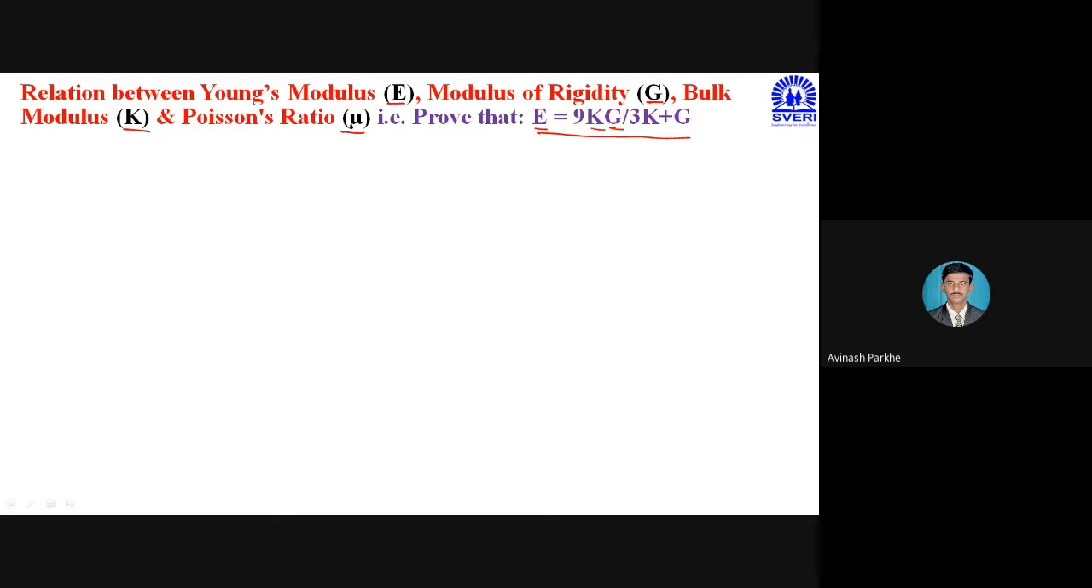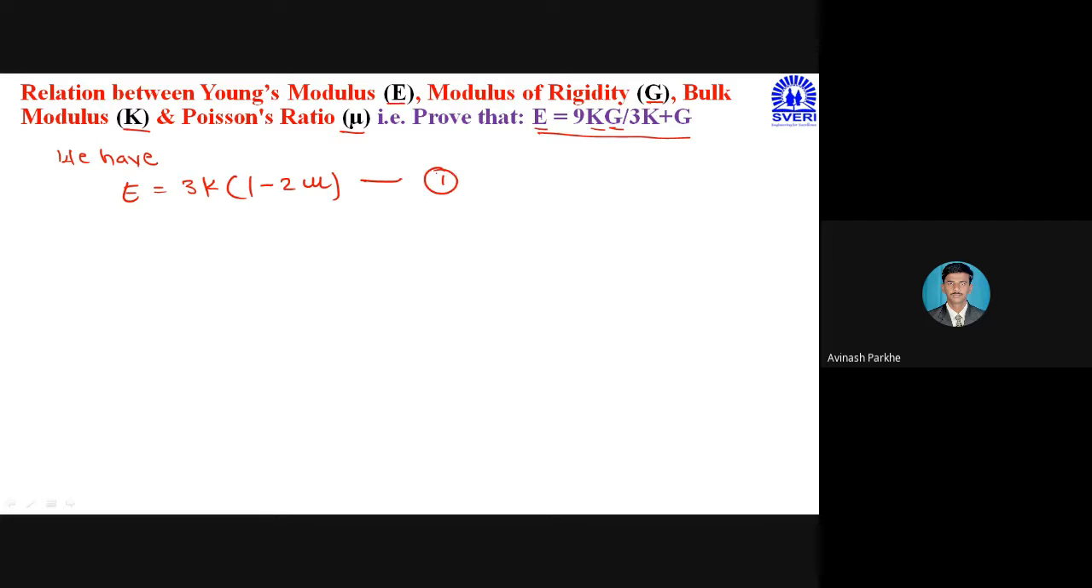In the previous two derivations we have considered a cube. Then for the second derivation we have considered a rectangular bar ABCD. So like that structure we have considered, but for this particular derivation we need not go for any diagram. Only by using the previous two relations we are going to derive this particular relation. So we have the previous two relations, the first relation, that is E is equal to 3K in bracket 1 minus 2 mu.